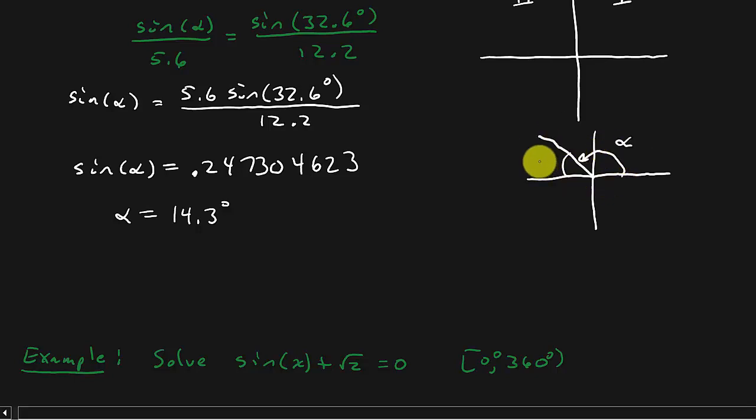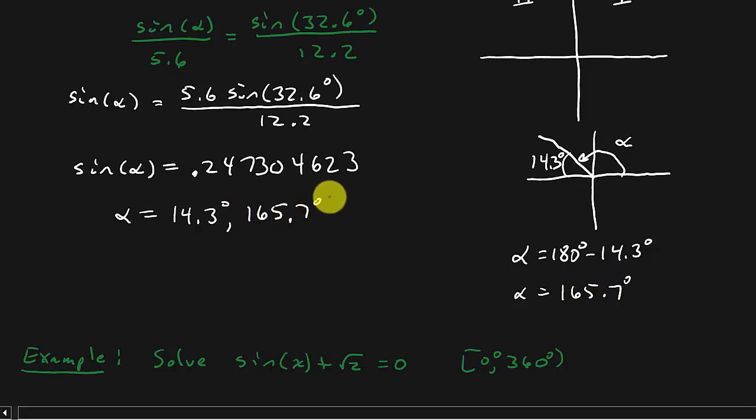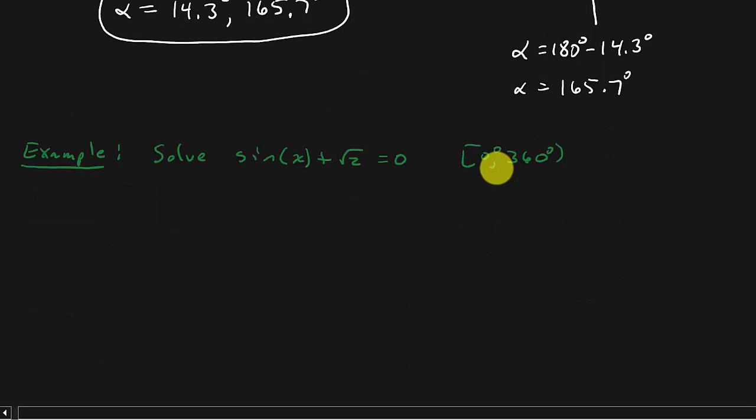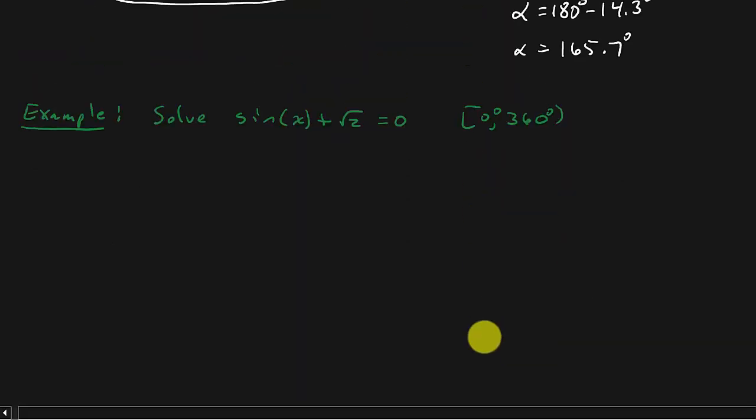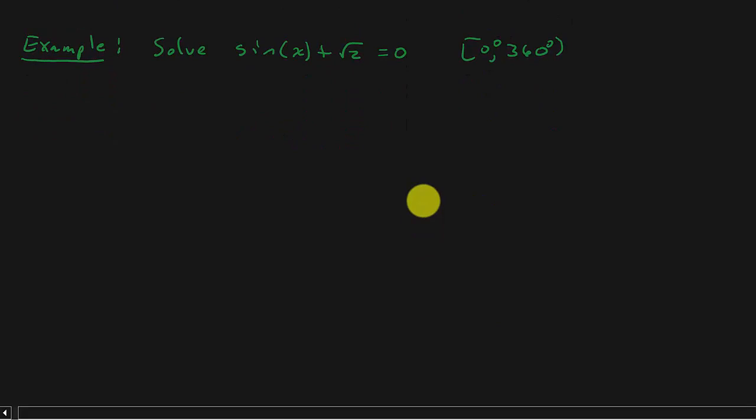There's alpha. There's 14.3 degrees. So alpha is 180 minus 14.3. And so let's see, 180 minus 14.3 is 165.7 degrees. So 165.7 degrees, and there's your answer. All right, so, oh, look at this. This is the last problem here. And this is the last one.